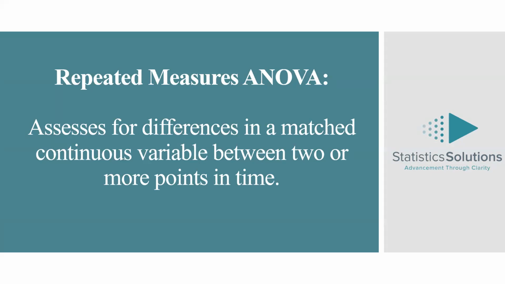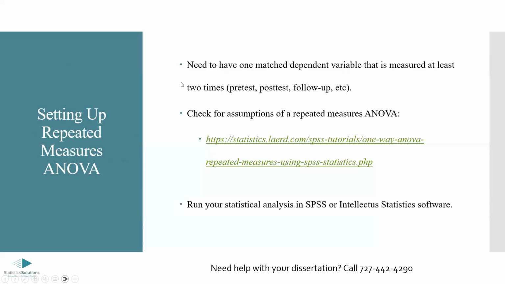Like if you were going to do a gender comparison for males and females, just run an independent t-test. If you have 2 points in time, then just do a paired t-test. I think repeated measures ANOVAs are best if you have 3 or more points in time. All right, so how do we set this up? You need to have one matched dependent variable that is measured at least twice. So like a pre-test, a post-test, and a follow-up. You can check the assumptions of the analyses at this link here.